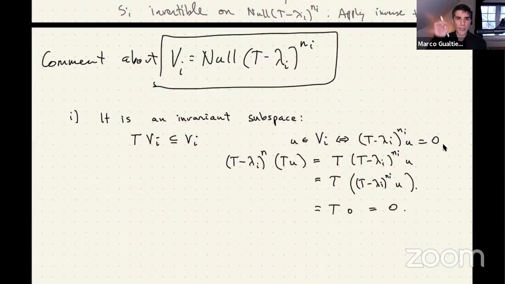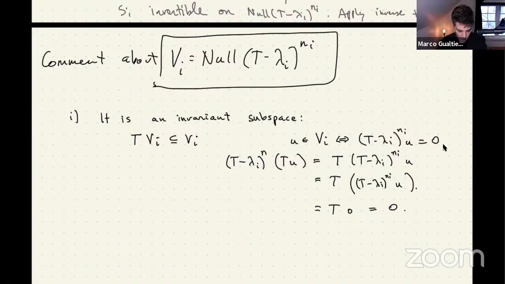So if you take a vector that is killed by (T minus lambda I) to some power, then when I apply T to it, that vector is also killed by (T minus lambda I) to the ni power. So what does this mean? This means that we have found a subspace which the operator just acts on by itself. It's minding its own business inside this subspace. And so if we can separate V into a direct sum of these subspaces, then all we need to do is analyze the operator on each one of these subspaces, and then we're going to know what the operator is on the whole space.